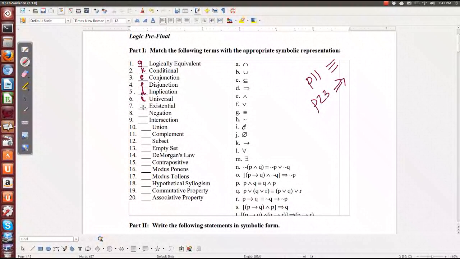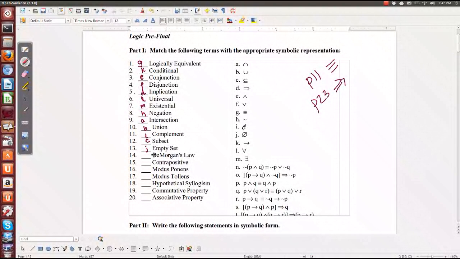And existential is choice M. A negation is the tilde, which is choice H. Intersection is choice A. Union is choice B. Complement is the cursive C, which is choice I. A subset is the special symbol for choice C. The empty set was a circle with a line through it, and that's choice J. And so that takes care of our symbols that we've dealt with in this class.